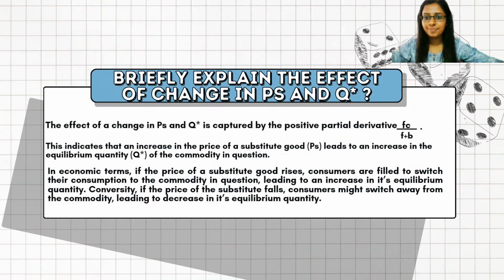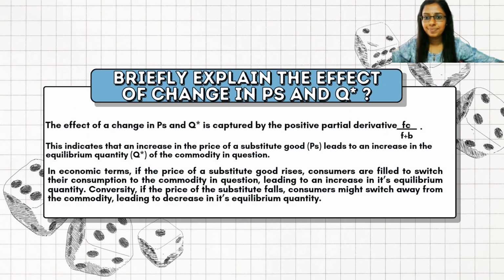Question 2c. Briefly explain the effect of a change in PS on Q. The answer is the effect of a change in PS on Q is captured by the positive partial derivative FC divided by F plus B. This indicates that an increase in the price of a substitute good PS leads to an increase in the equilibrium quantity of the commodity in question.